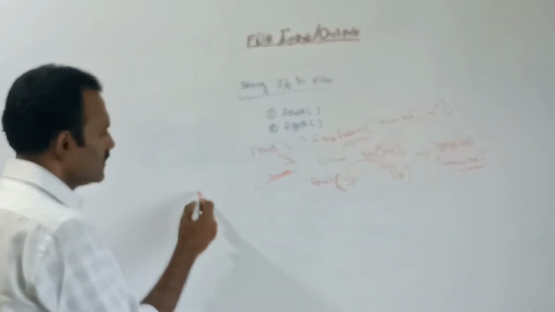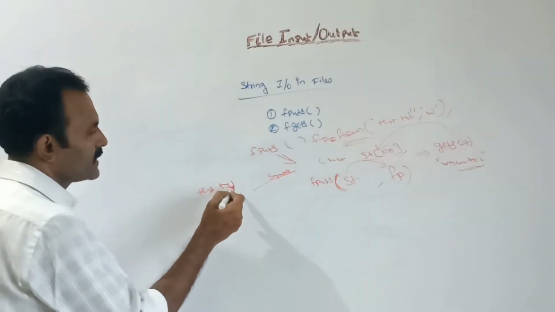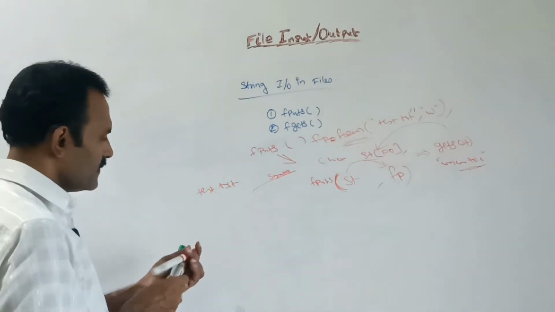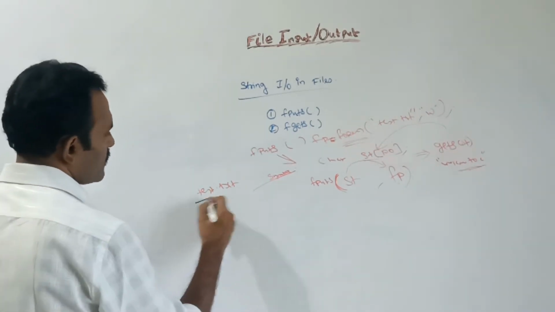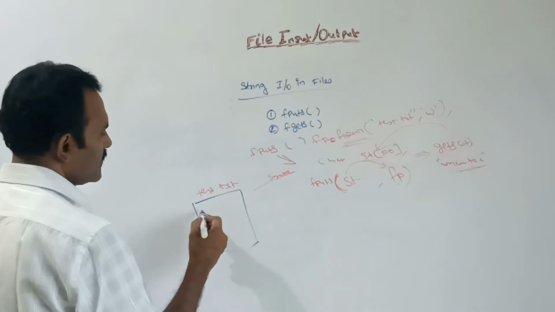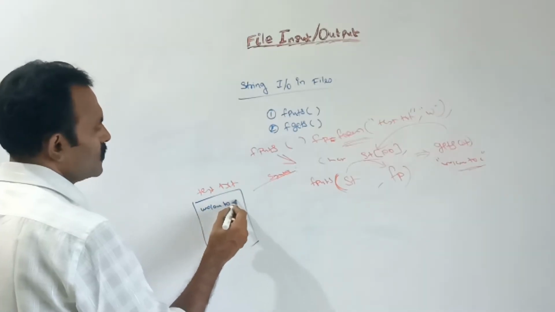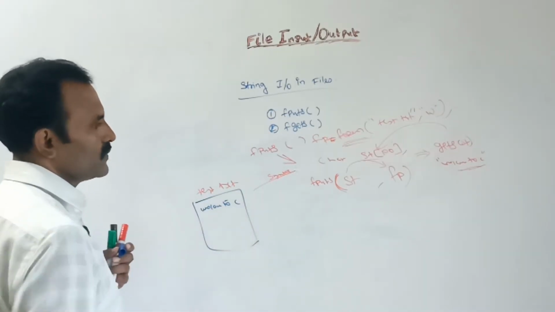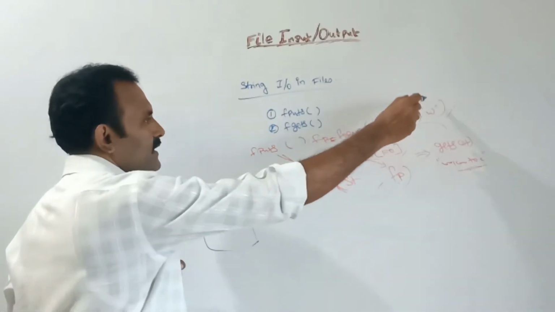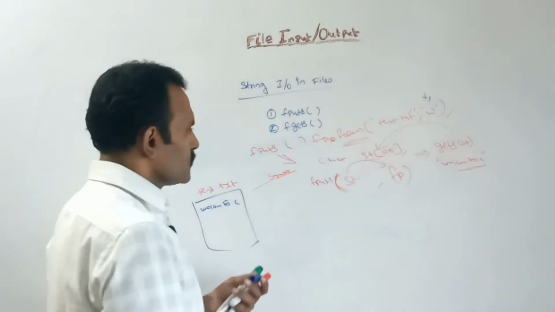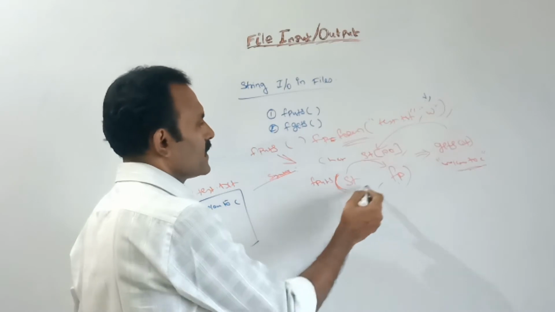Say, for example, test.txt is the file. Here it will store the content. What is the content? Welcome to C. This content was stored in this file test.txt. In which mode? Write mode. So here, by using fputs, I can write.